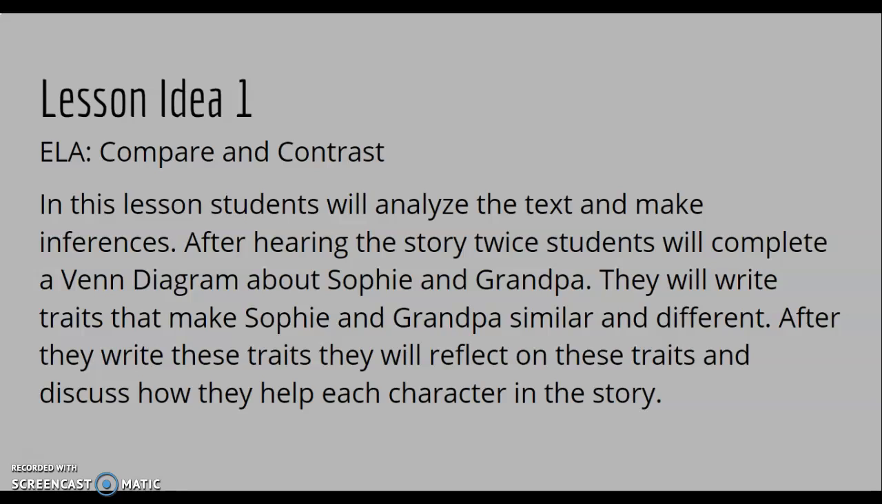So the first idea as a lesson for this story would be for students to analyze the text and make inferences about the characters. They would hear the story twice, and students would then complete a Venn diagram about Sophie, the granddaughter, and her grandpa. They will write traits that make Sophie and Grandpa similar and different. After they write these traits down on their Venn diagram, they will then reflect on these traits and discuss how they help each character in the story.